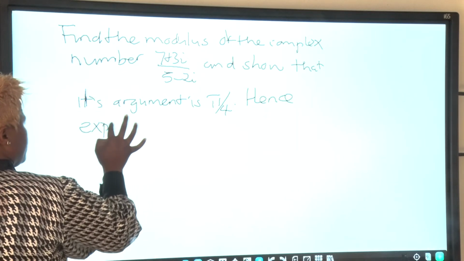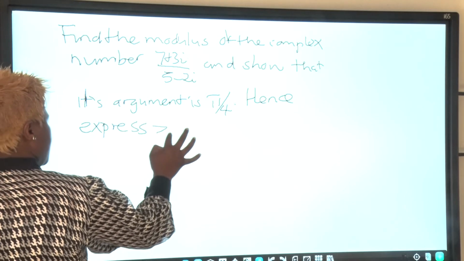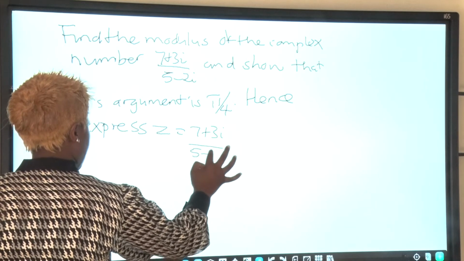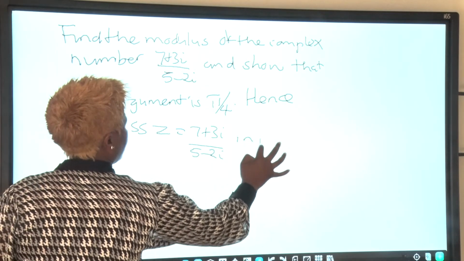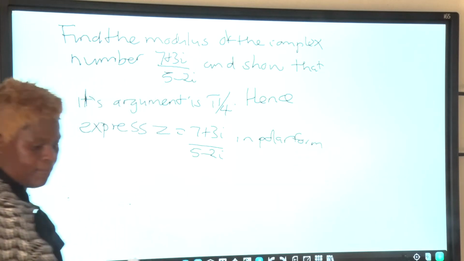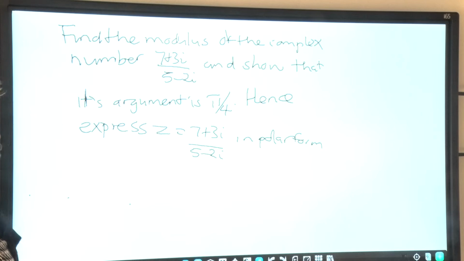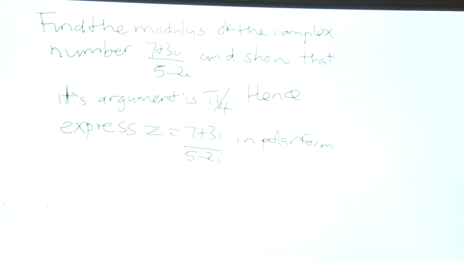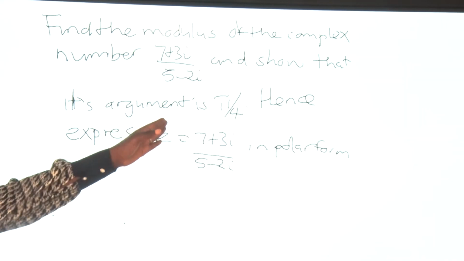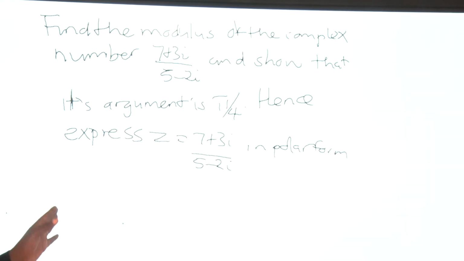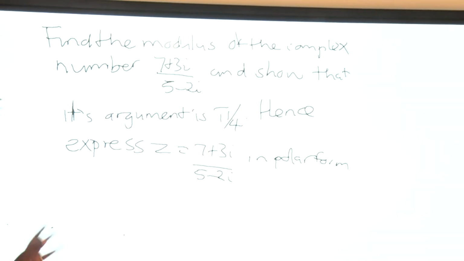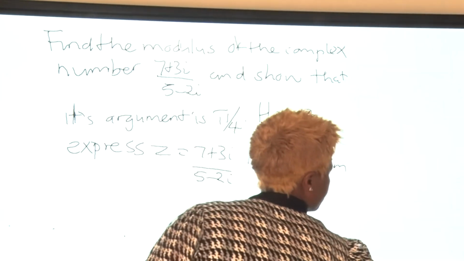Hence, express z is equal to 7 plus 3i over 5 minus 2i in polar form. This question is asking us to find the argument and express it in radians, as well as to express it in what? In polar form. Okay, let's look at the solution.